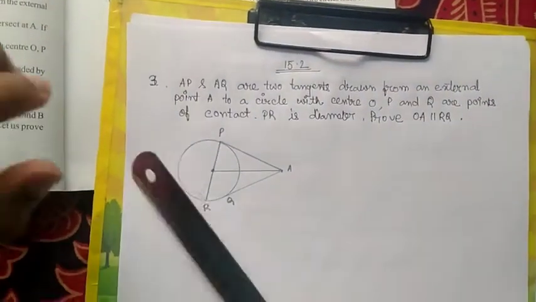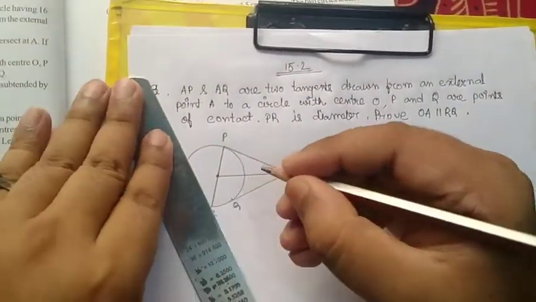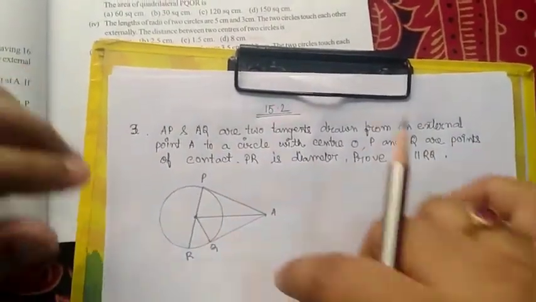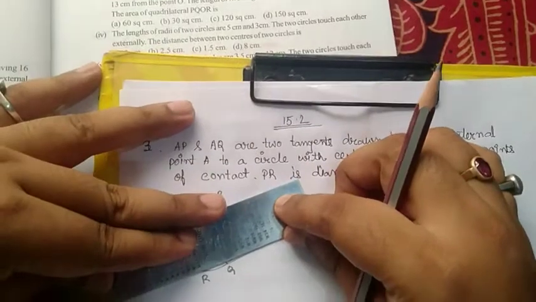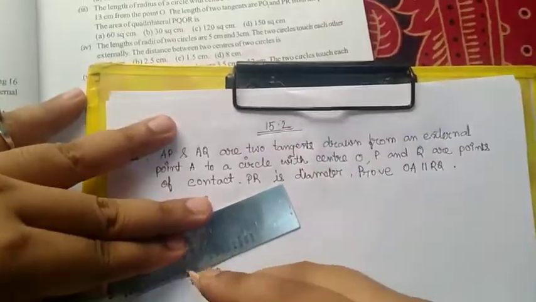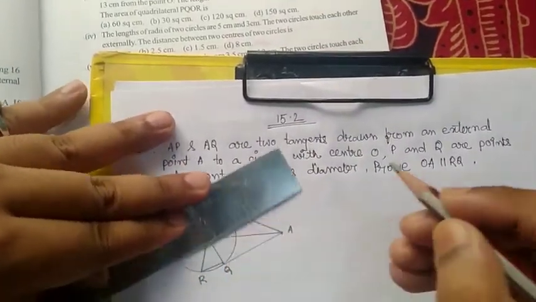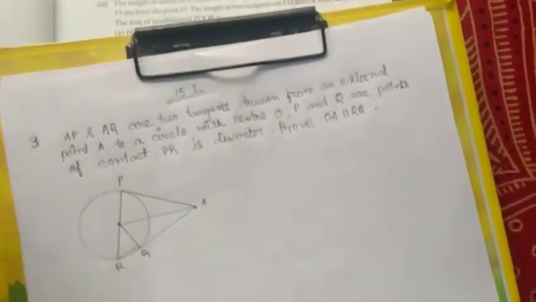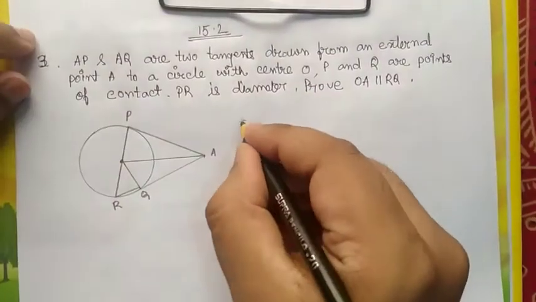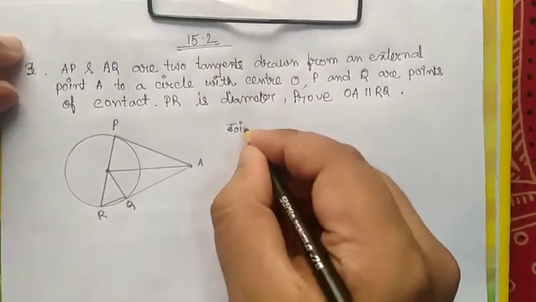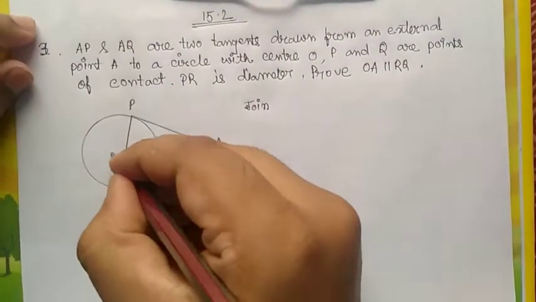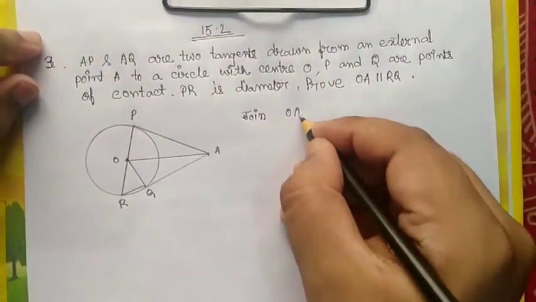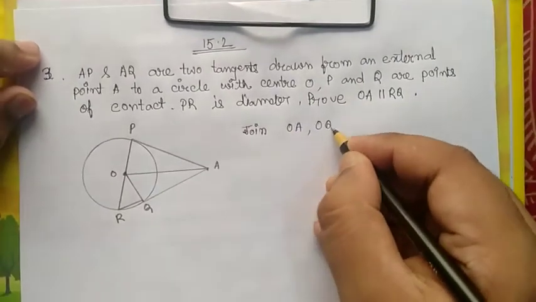and join OQ and we have to join RQ. So now first join, this is O, join OA and OQ.